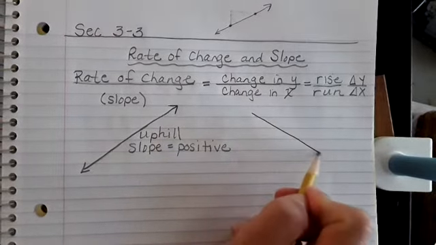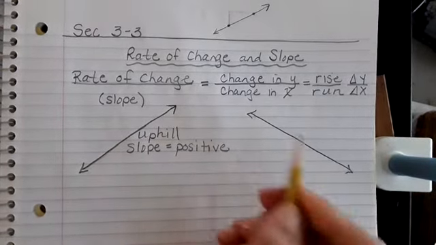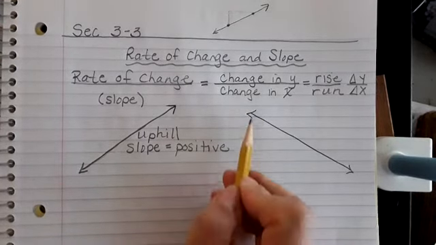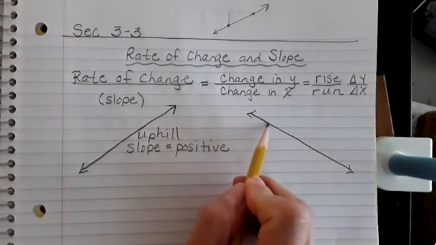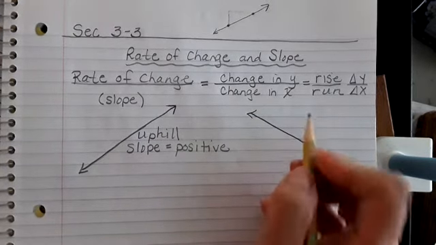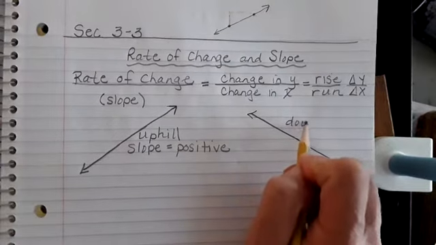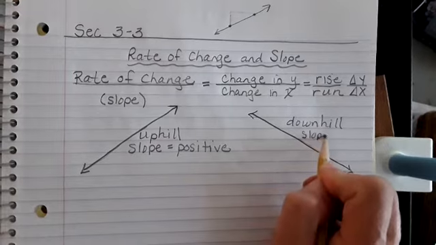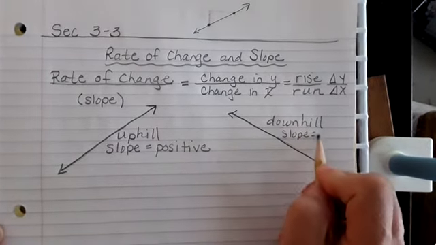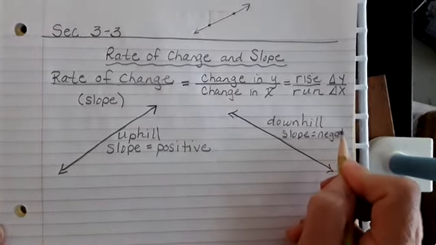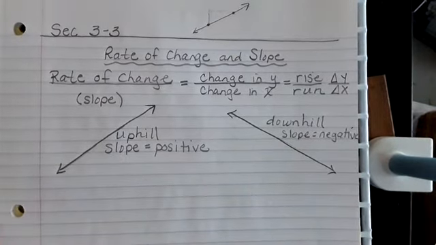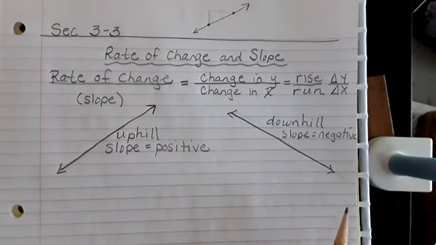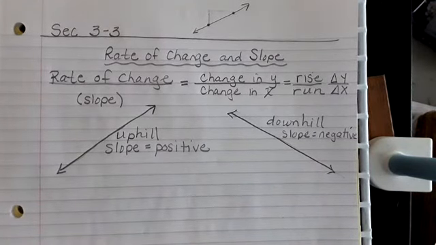Now if you're heading in the other direction, again, you always start on the left side of your graph. So in this case, we're on top of the hill. And if you follow the line, you are going downhill. So that is considered a downhill line. And your slope here would be negative. Okay, you would have a negative slope on any downhill line. So that you can tell at a glance.